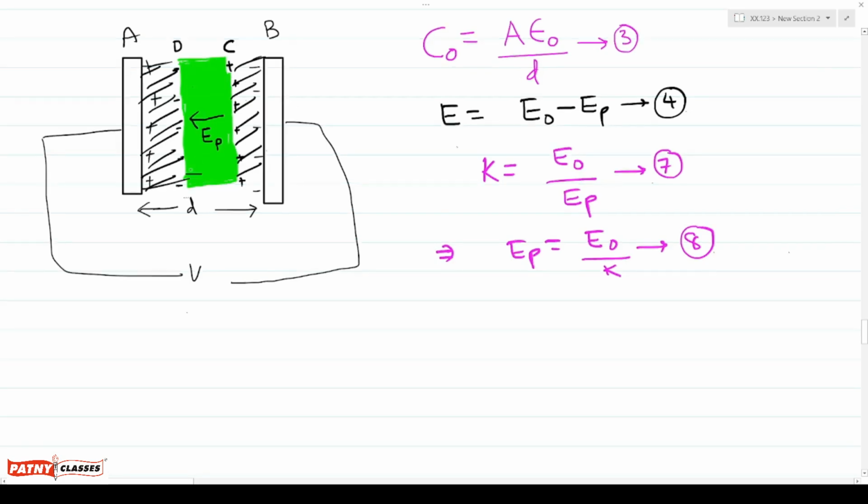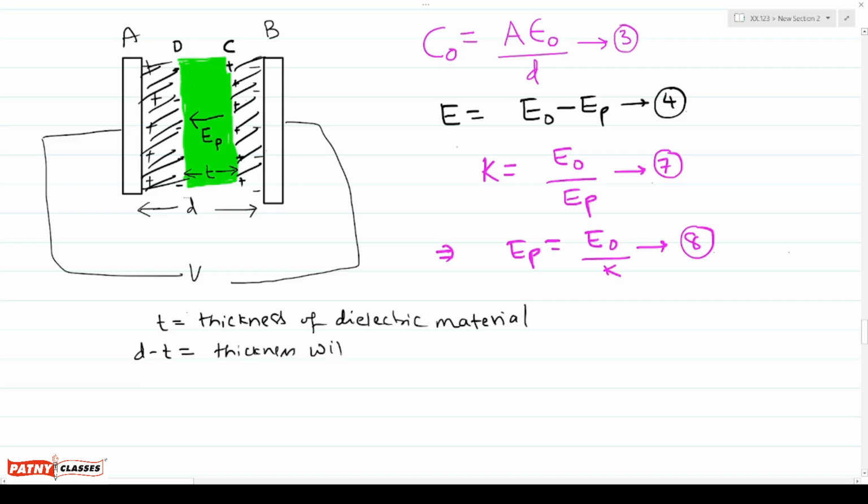Let T be the thickness of this dielectric layer, the dielectric material. So T is nothing but the thickness of the dielectric material. D minus T is nothing but the thickness where no dielectric material is present, that is, the thickness without dielectric material.